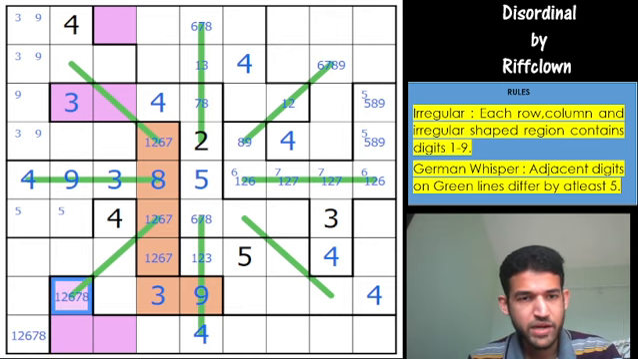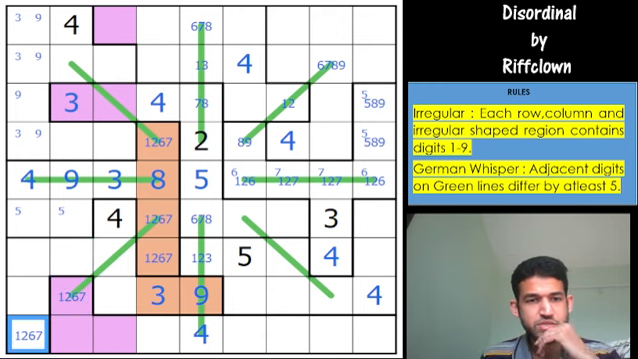Okay, 8 can be eliminated from here because 8 needs 3 or 4 in this cell and both are eliminated. So this is not 8. So that's also 1 2 6 and 7.